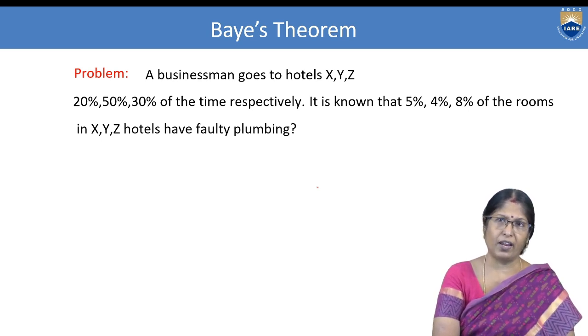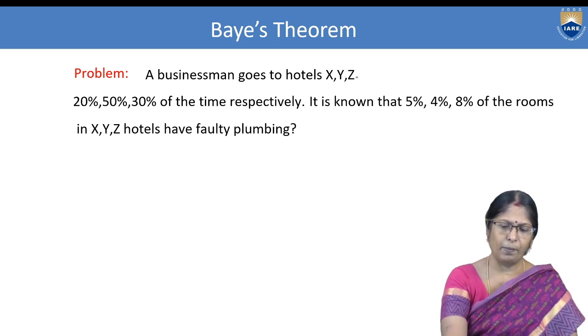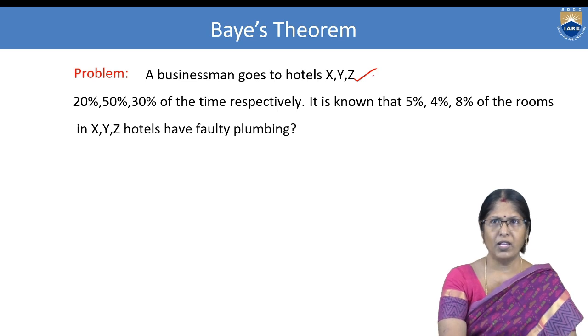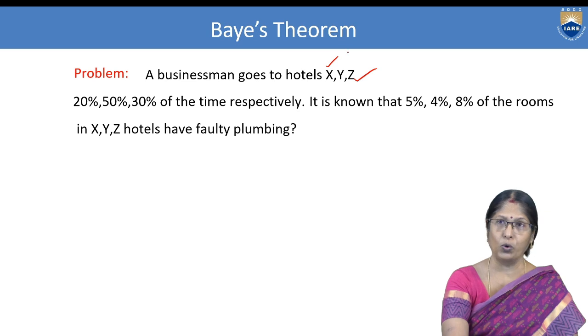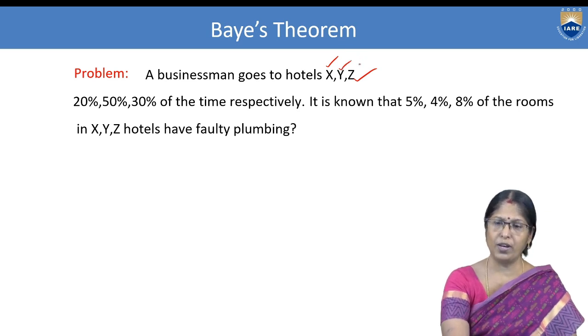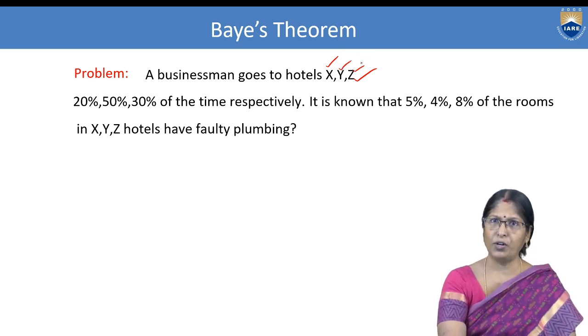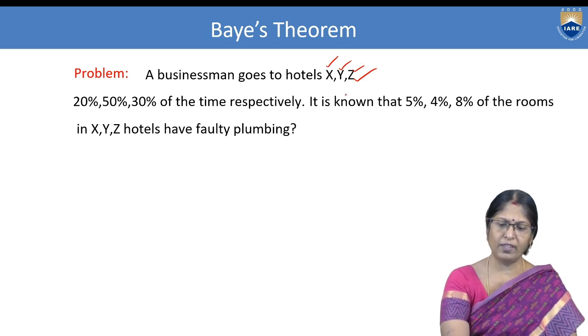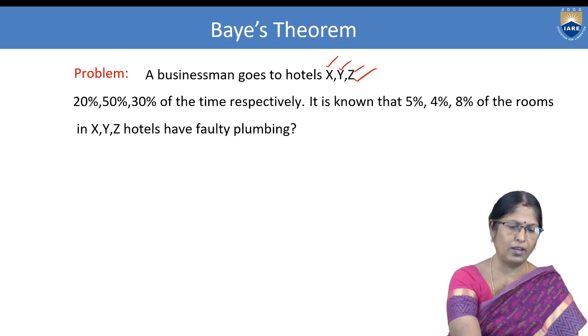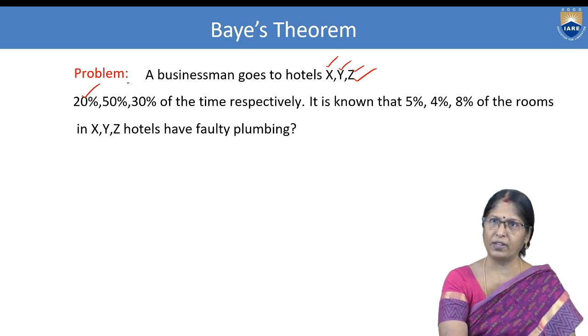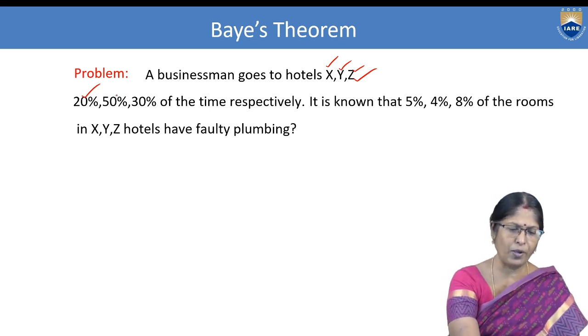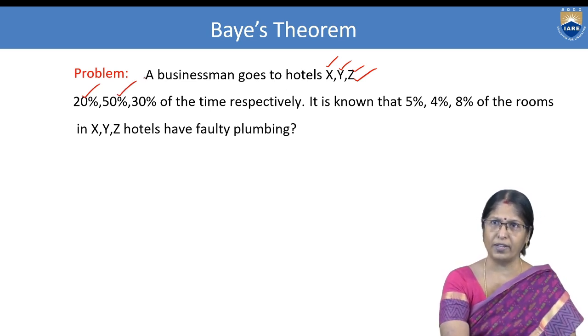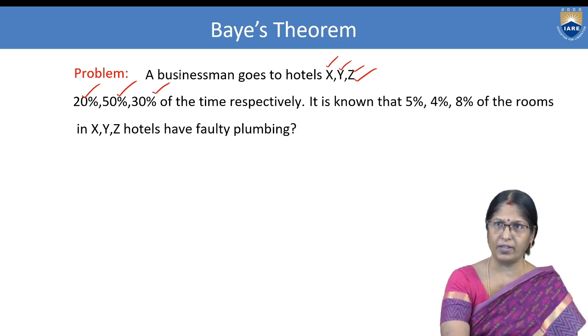First, we will understand the meaning of this given problem. A businessman is there, and he is going to the hotels. The hotel names are X, one hotel, Y, another hotel, and Z, the third hotel. He spends 20% of the time in hotel X, 50% in hotel Y, and coming to the third one, 30%.